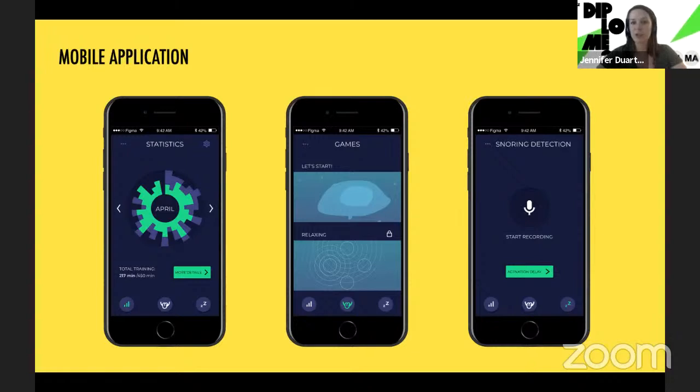Then you can also access the games to play. And you can set the snoring activation before going to bed so that you start recording your snoring, and then you can see it later in your statistics.